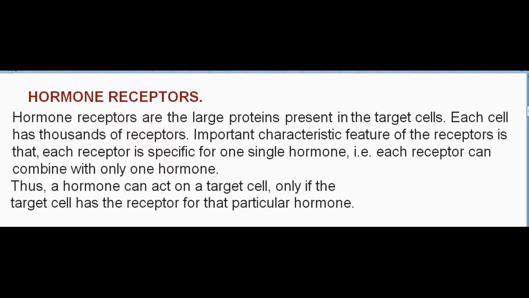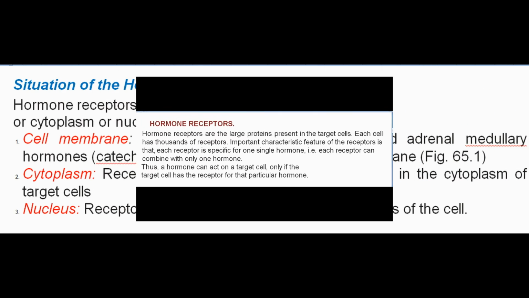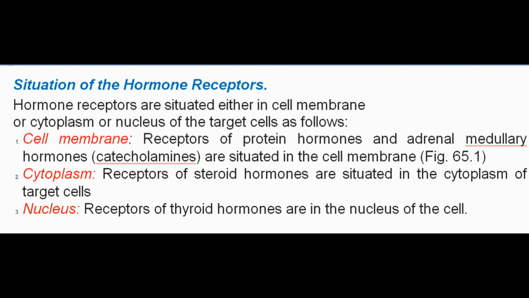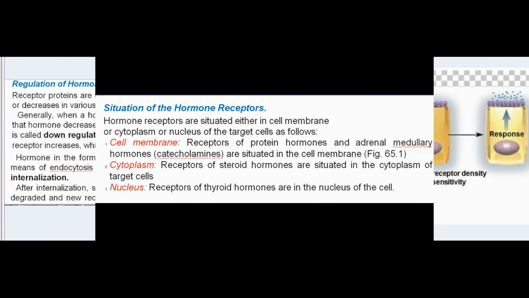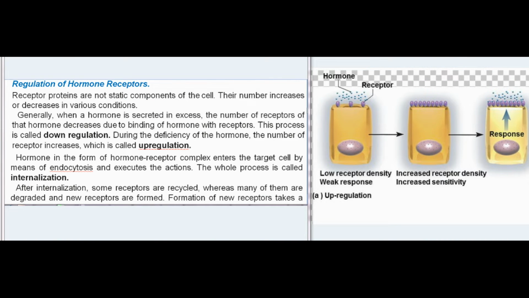Thus, a hormone can act on a target cell only if the target cell has the receptor for that particular hormone. Situation of the hormone receptors. Hormone receptors are situated either in cell membrane, cytoplasm or nucleus of the target cells as follows. Cell membrane: receptors of protein hormones and adrenal medullary hormones, catecholamines, are situated in the cell membrane. Cytoplasm: receptors of steroid hormones are situated in the cytoplasm of target cells. Nucleus: receptors of thyroid hormones are in the nucleus of the cell.